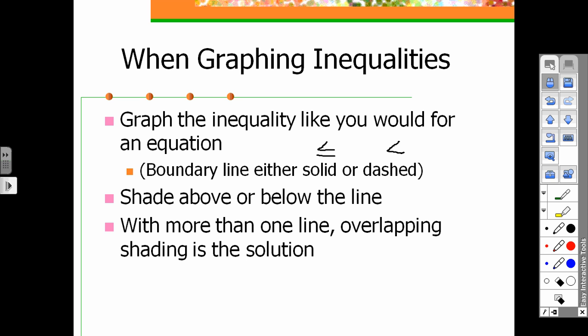If you have more than one line, so maybe you are graphing a system of inequalities, your overlapping shading is where your solution lies. So where the two shadings cross over each other, all of those points would be the solution. And you can't list out all those points because it's an infinite number of points. But your solution itself is just going to be the actual graph with the final shading of where they overlap. Okay, so I think we are ready to do a problem.